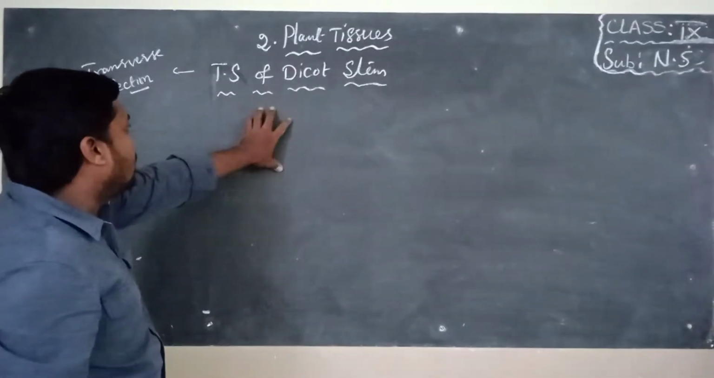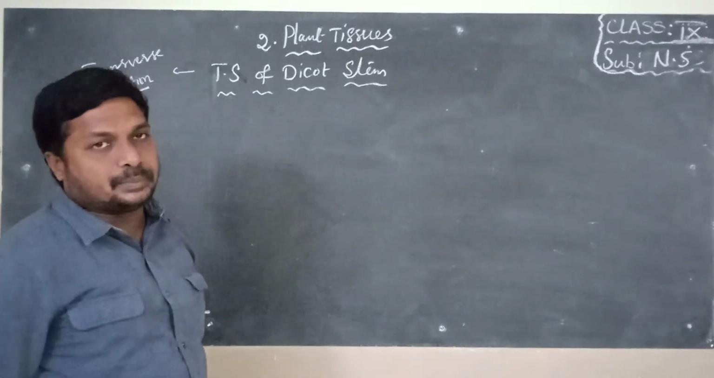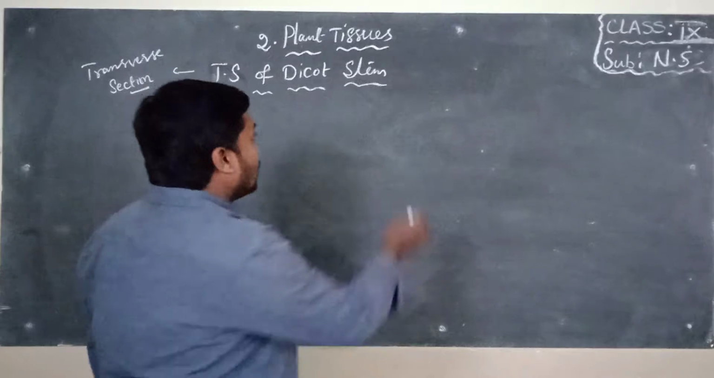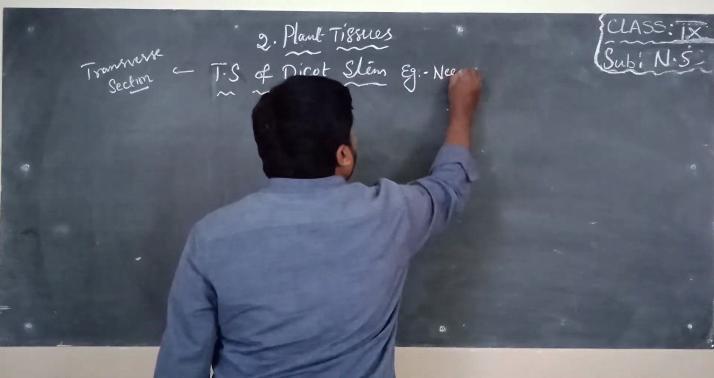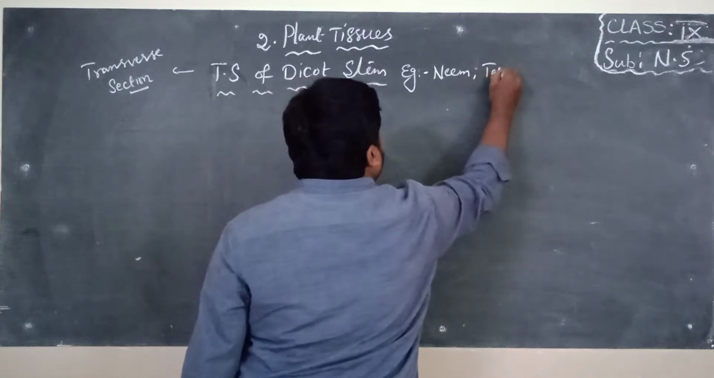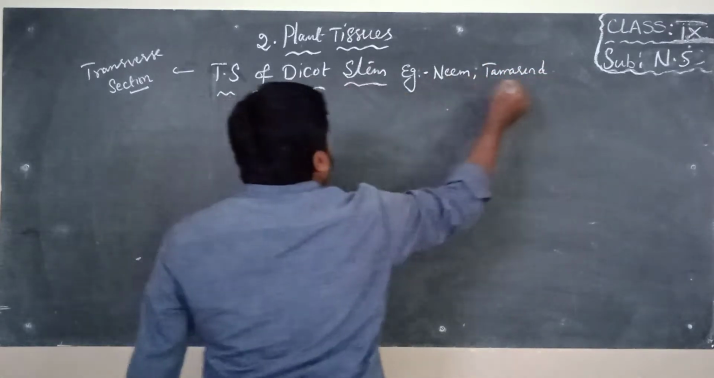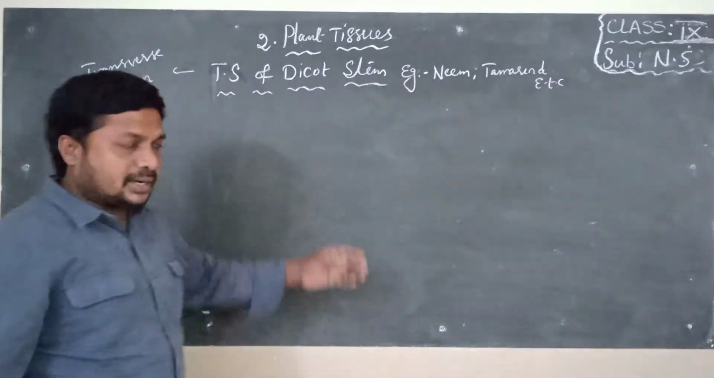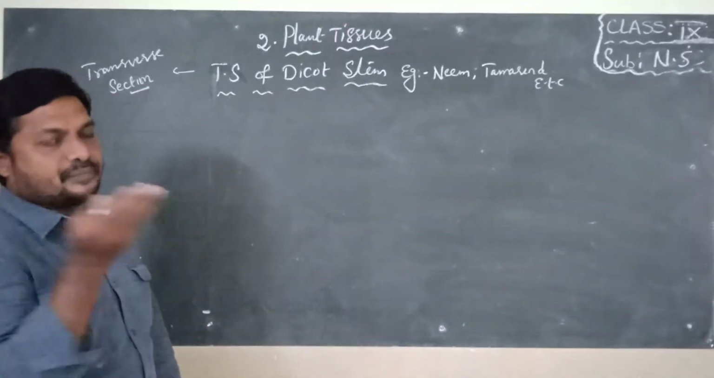What is meant by dicot stem? Already explained in previous class. At the time of seed germination, if the seed breaks down into 2 parts, that is called a dicot stem. Examples of dicot stem are neem, tamarind, etc. So take a plant, whether it is neem or tamarind, and take a thin section from it.